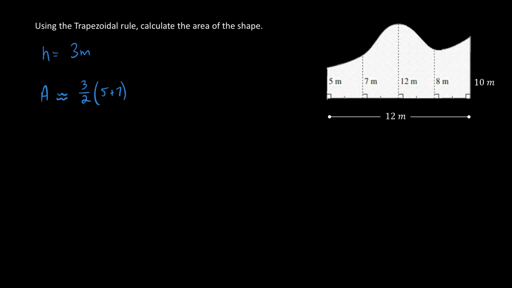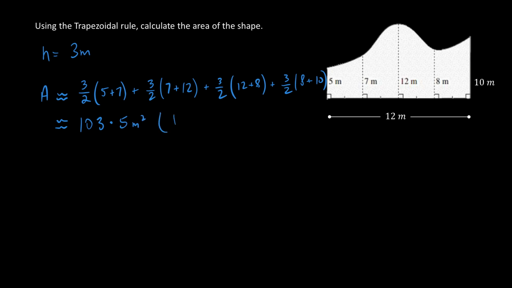So we've got 5 plus 7, and then I'm going to use another application, 3 over 2. The distance of the first is 7, plus 12, plus 3 over 2. The distance of the first is 12 plus 8. Again, for our last application, 8 plus 10. So we can calculate that all in one go, and it's going to approximately equal 103.5 meters squared, and that's to 1 decimal place.